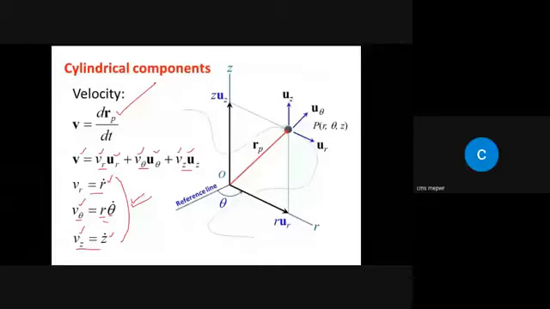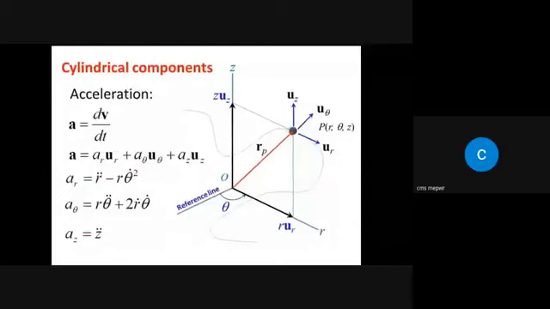Now what about acceleration? Acceleration is the time rate of change of velocity, and it is equal to dv by dt. Again, acceleration will have three components, right? AR, A theta, and AZ. AR is given by R double dot minus R theta dot square. R double dot means the double derivative of R with respect to time. A theta is given by R theta double dot plus 2 R dot theta dot, and AZ is equal to Z double dot. If you have a 2D system, then the Z term will become 0.